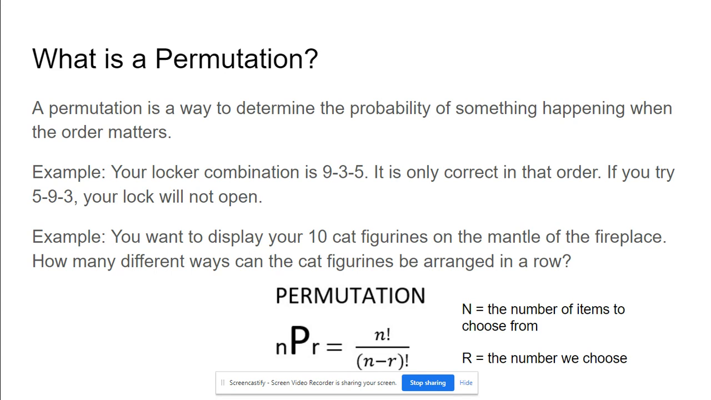Or if you want to display something like 10 cat figurines on your mantle fireplace, how many different ways can they be arranged in the row? You can use a permutation to find this out. There's the formula. nPr equals n factorial over n minus r factorial, where n is the number of items we choose from, and r is the number that we choose.